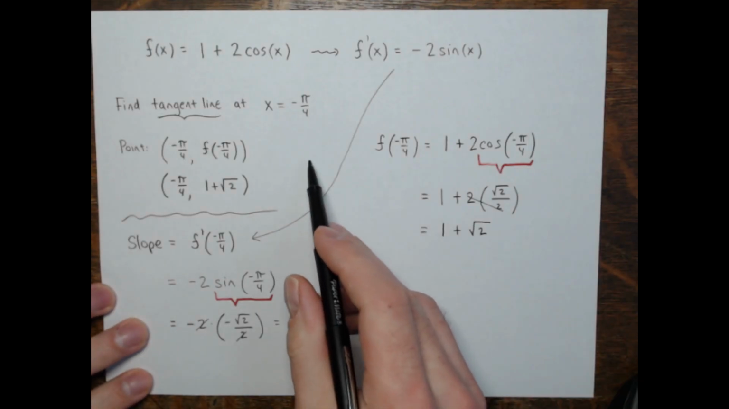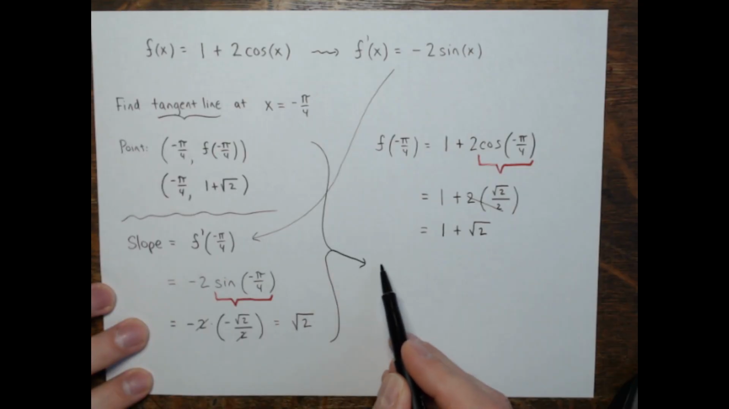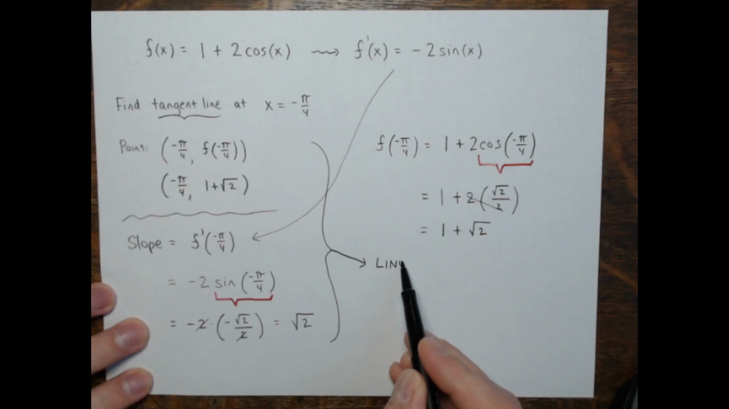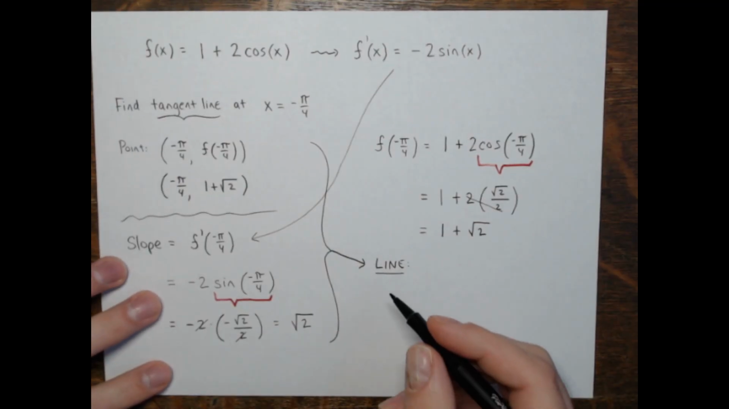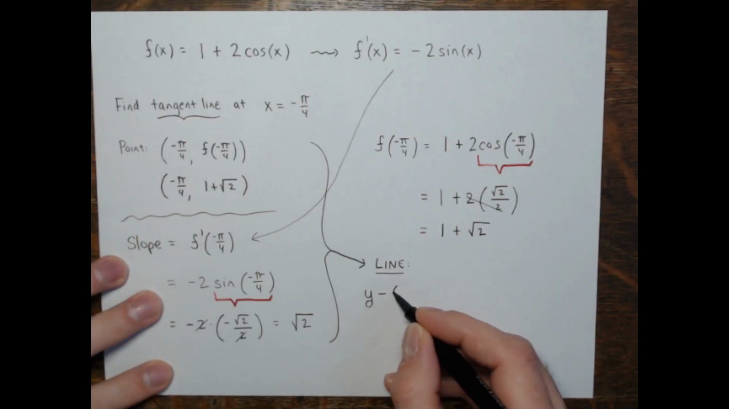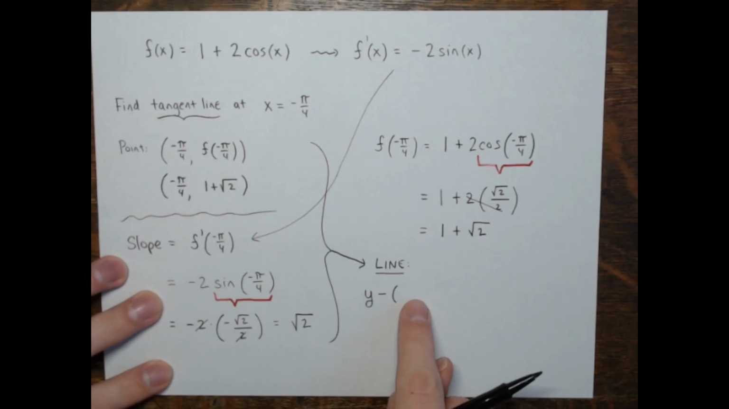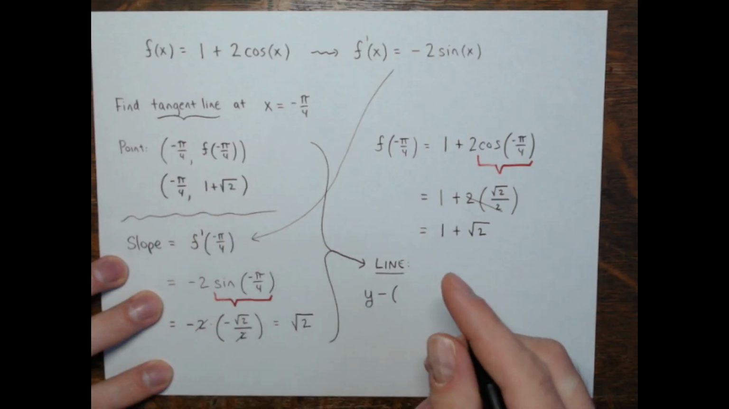So here, putting all this information together gives us our tangent line. Now I'm going to start it off in point slope form. So remember that's y minus the y coordinate of my point, the entire y coordinate. That's why I'm putting in parentheses, right? The y coordinate of the point is this 1 plus square root of 2.